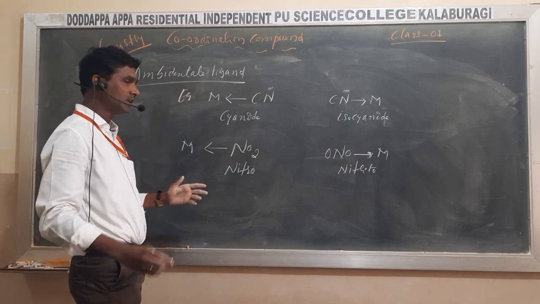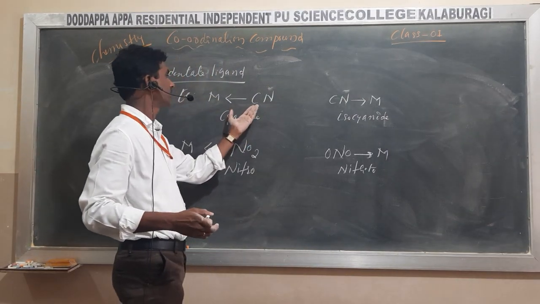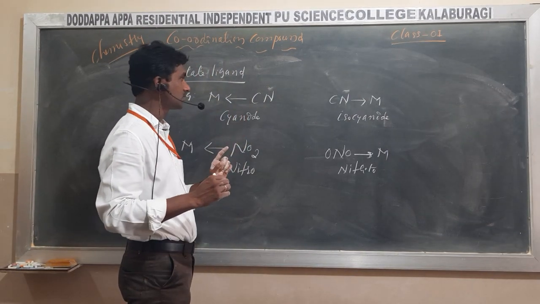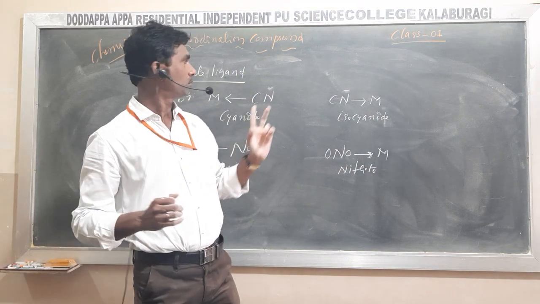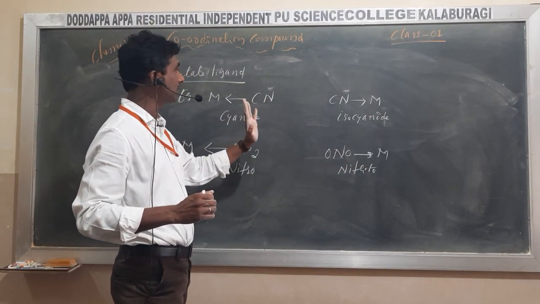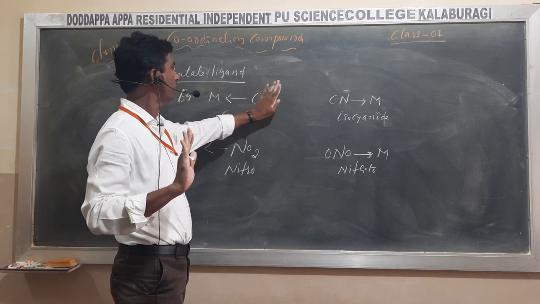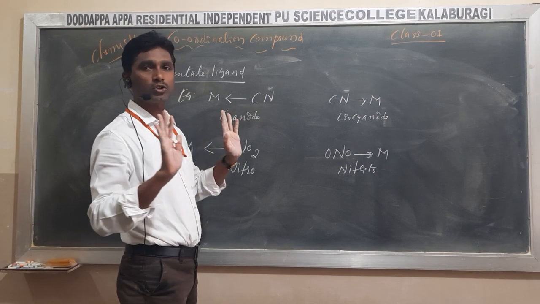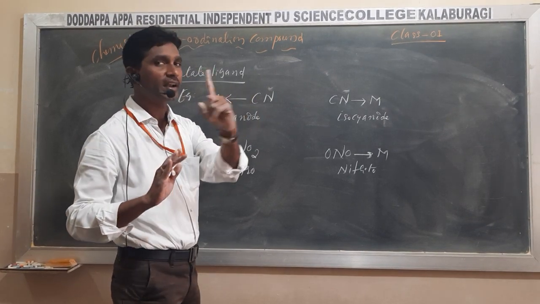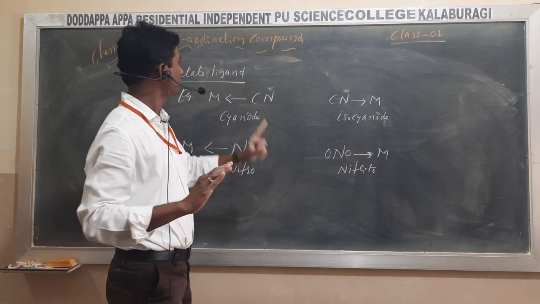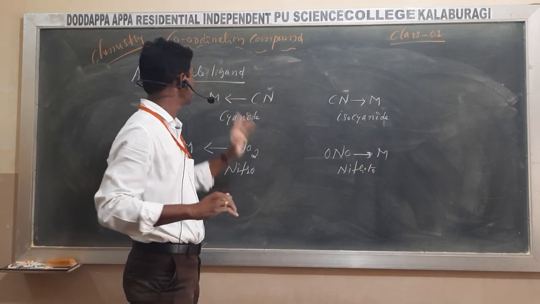What is the ambidentate ligand? The ambidentate ligand means the ligand has two donors. In cyanide, nitrogen is a donor and carbon is a donor, but only one can donate electrons to the central atom. Both carbon and nitrogen do not give electrons simultaneously. If nitrogen gives, carbon will stop giving electrons. If carbon gives electrons to the central metal atom, nitrogen will stop giving. It has two donor atoms, but only one can donate a pair of electrons to the central metal atom at a time.